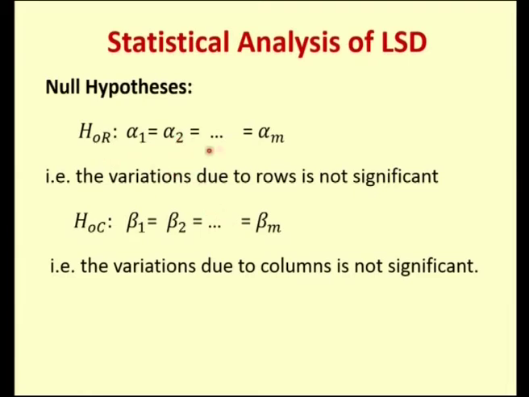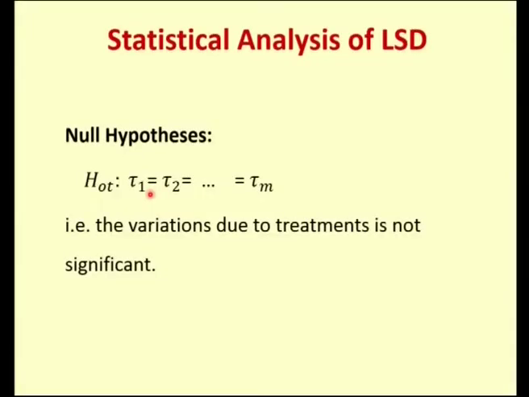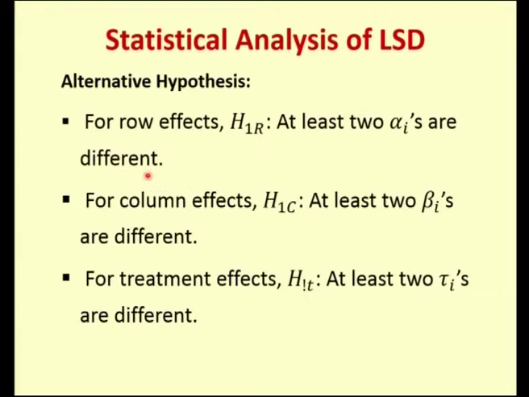So, for rows, the null hypothesis is alpha 1 is equal to alpha 2 up to alpha m, that is, the variation due to rows is not significant. For columns it is beta 1 is equal to beta 2 up to beta m, that is, the variation due to columns is not significant, and for treatments we have tau 1 is equal to tau 2 up to tau m, that is, the variation due to treatments is not significant. And for the alternative hypothesis, for row effects, it is stated as at least 2 alpha i's are different. For column effects, at least 2 beta j's are different, and for treatment effects, at least 2 tau k's are different.